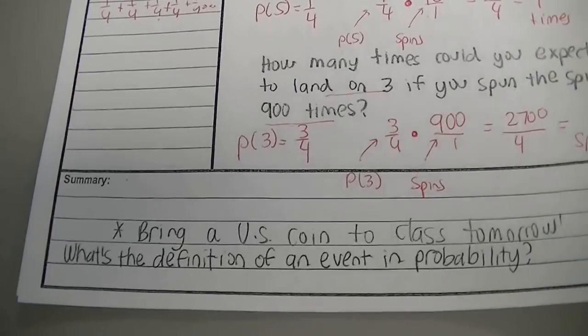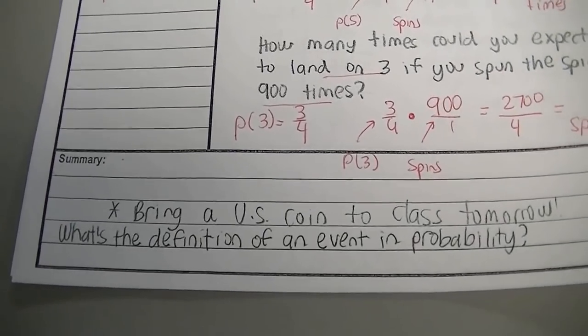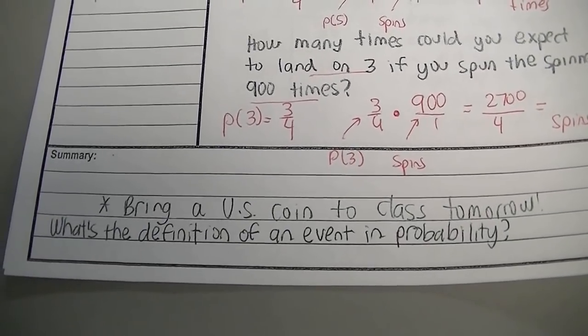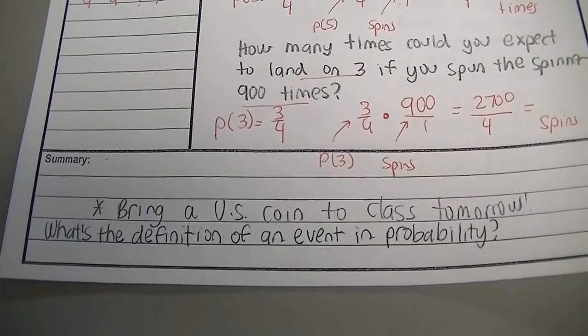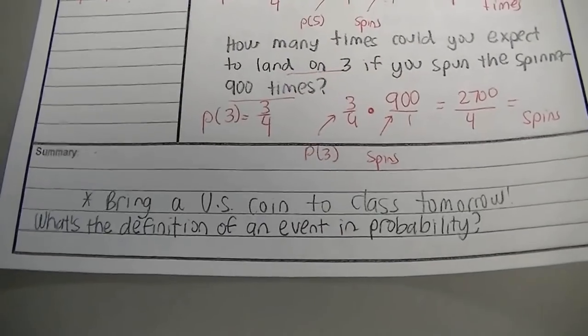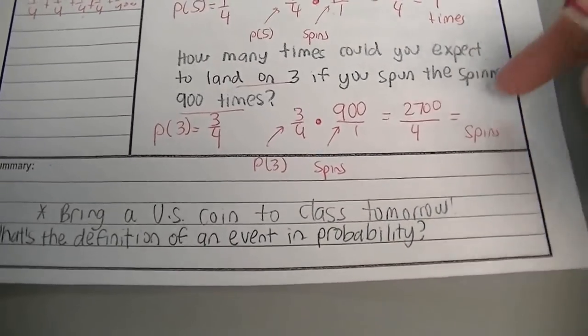All right, for your summary, I want you to write this out. What's the definition of an event in probability? If you forgot, go ahead and look it up because it's in the notes somewhere. Don't forget to answer this.